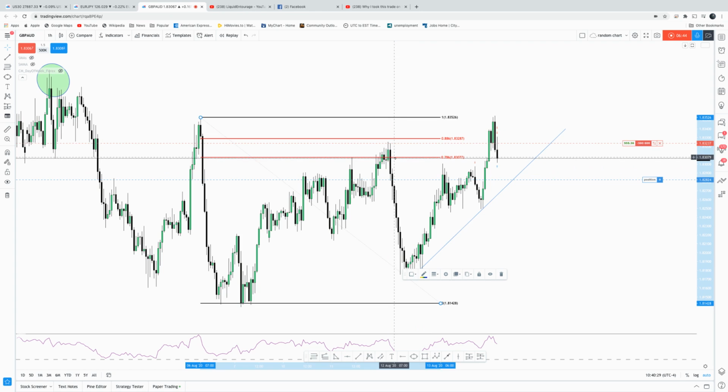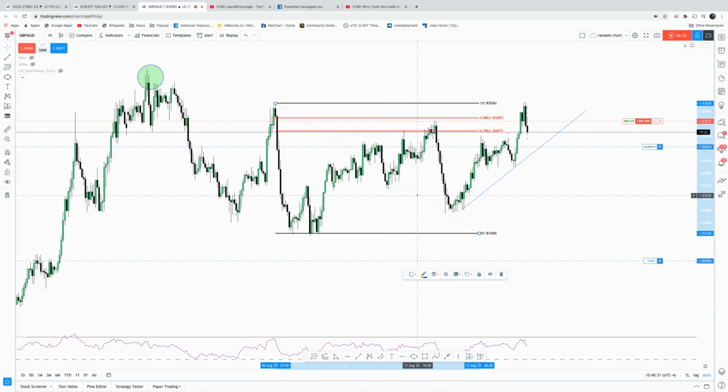Or you could have put a sell stop at the 786, since we see a lot of rejections. And then you could have just ridden it down. So there's a lot of different ways you could have taken this trade.